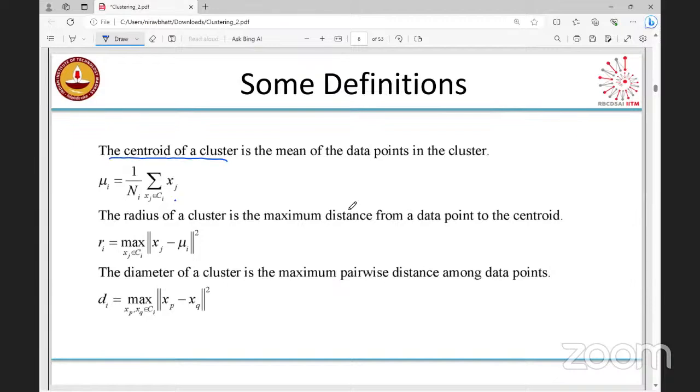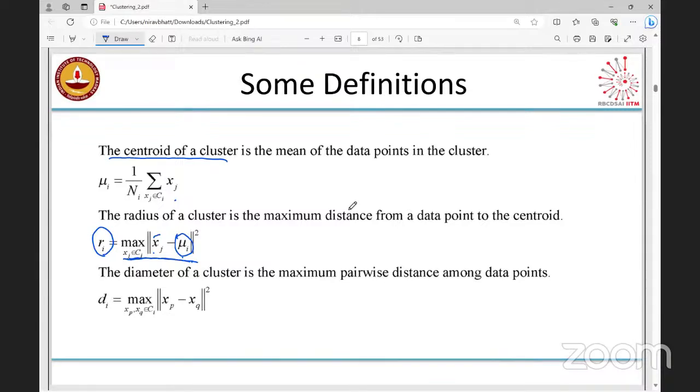What is the radius of the cluster? The radius is the maximum distance from a data point to the centroid. So you look at all the j points in cluster Ci, compute the distance from the mean, and the one which has the maximum distance, that distance between that point and the mean, gives you the radius.